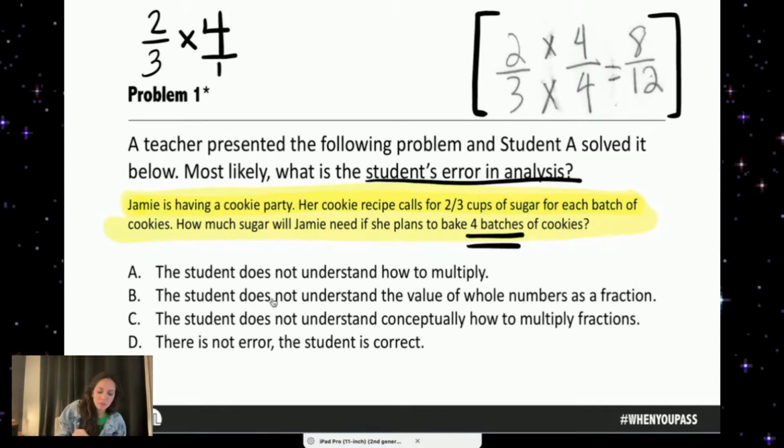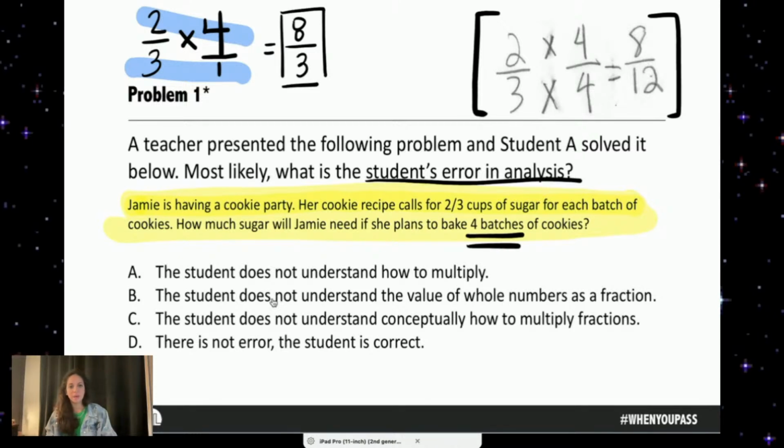And then I can just multiply straight across. So 4 times 2 is 8. 3 times 1 is 3. So she's going to need 8/3 cups of sugar. And it looks like this student got 8/12. So what did this student do incorrectly?